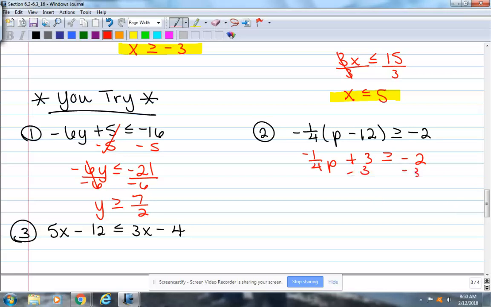Subtract 3. So that's negative 1/4 P is greater than or equal to negative 5. And then how do I get rid of the negative 1/4? Multiply by the reciprocal, which is what? Negative 4 over 1, which is negative 4. Right? So now do I have to flip my symbol? And what's negative 5 times negative 4? Positive 20. And I swapped it to less than or equal to.